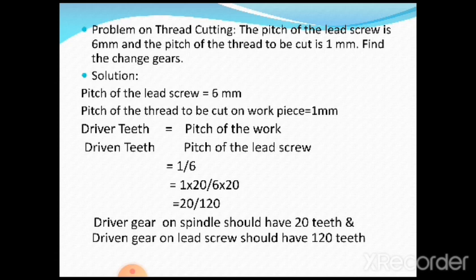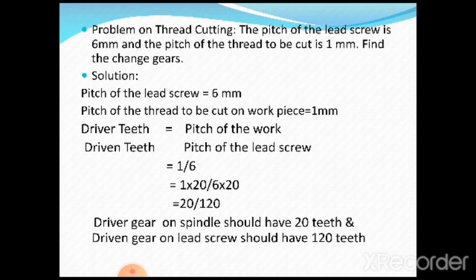So what is our formula? Driver teeth divided by driven teeth is equal to pitch of the workpiece divided by pitch of the lead screw. So that is equal to 1 divided by 6. We are not writing 1 upon 6 as a decimal value; it should not be written in decimal fractional values.